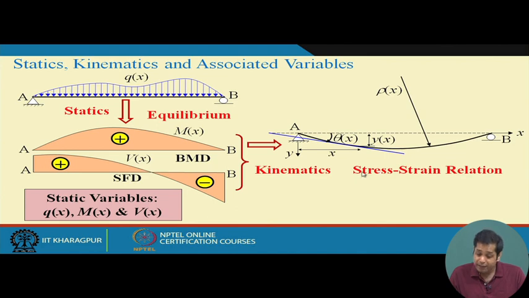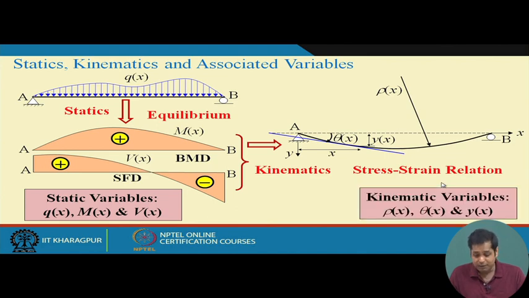Now what are the variables in kinematics? If you look at this figure, at a given particular point we want the deflection of that point, the slope at that point, and the curvature at the point. Curvature is 1 by rho, where rho is the radius of curvature. So we want the curvature, slope and deflection of the point. These are the static variables and these are the kinematic variables.